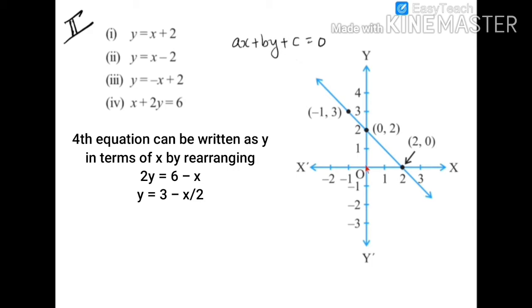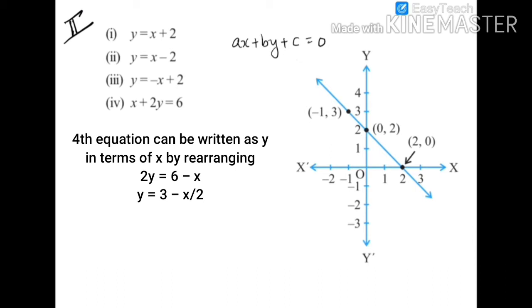Notice that from the origin, the point where the graph cuts the y-axis is at a distance of 2 units, plus 2 units. So, y equal to x plus 2 could be the equation, but y equal to x minus 2 will not be the equation because the value of c is minus 2, whereas the graph cuts the y-axis on the positive side.